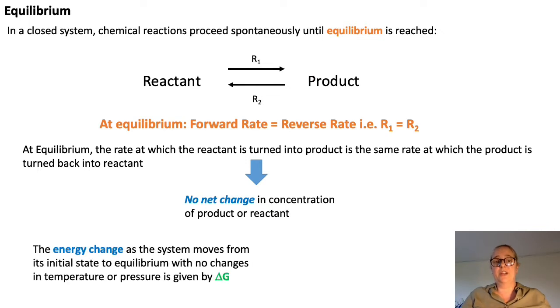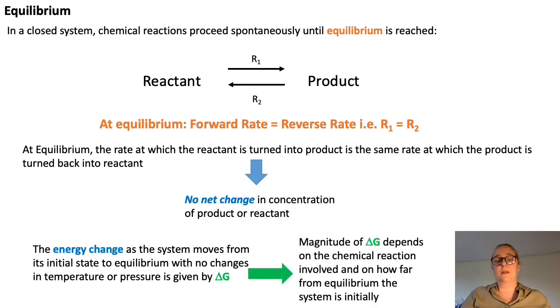The energy change as the system moves from an initial state to equilibrium, with no changes in temperature or pressure, is given by the free energy, delta G. The magnitude of delta G depends on the chemical reaction involved and how far the system is from equilibrium.